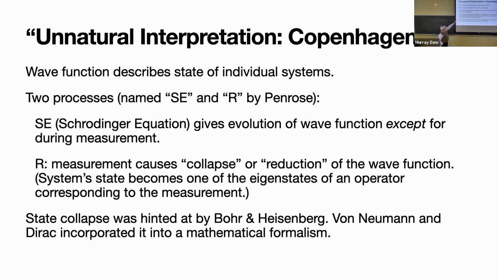So this idea of the state collapse, Bohr and Heisenberg talked about it some. Von Neumann and Dirac developed a mathematical formalism where it's part of the formalism, and it's what you'll read in most textbooks. The collapse occurs. When it comes to a measurement, the measurement collapses the state. That's what they say. Collapses the wave function.